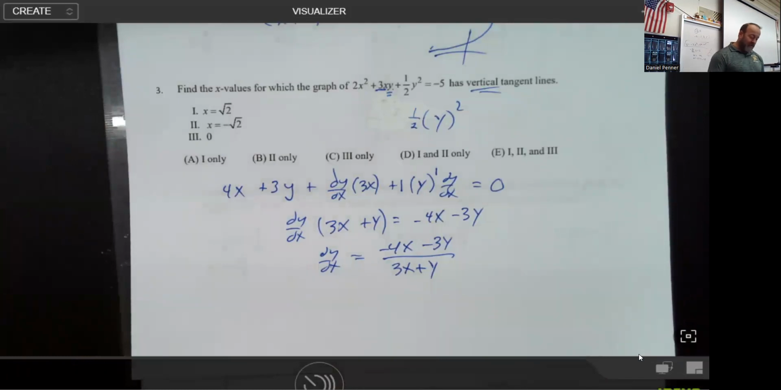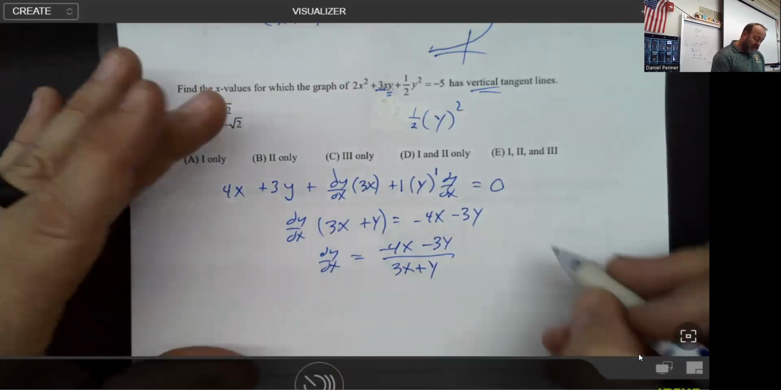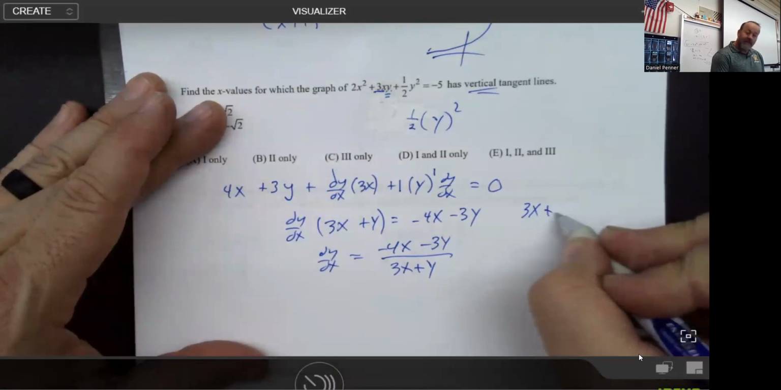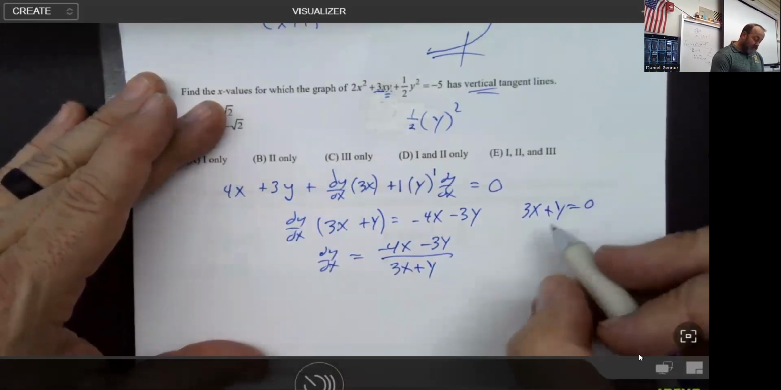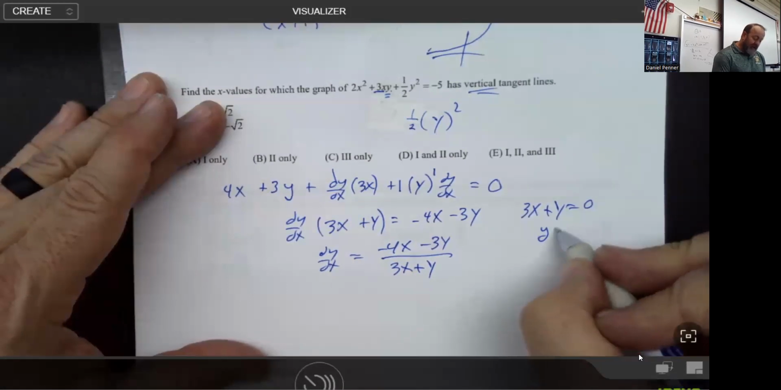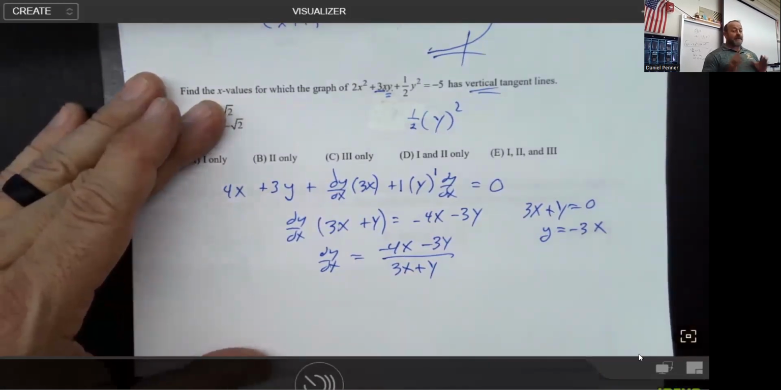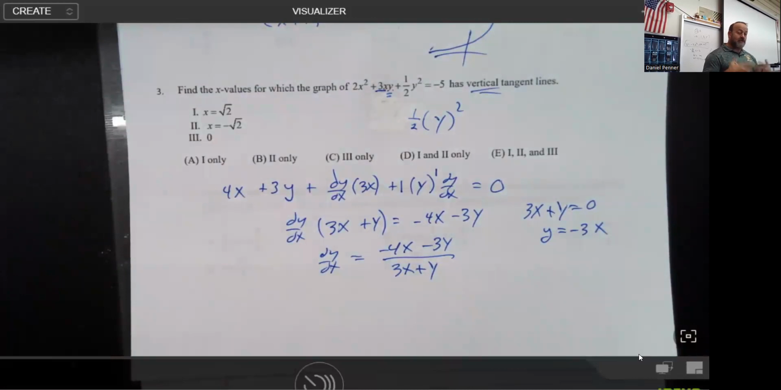But I didn't ask for that. I wanted to know where it's undefined. In other words, when is 3x plus y 0? Or in other words, I could say equivalently, when is y equal to -3x? Now, on these problems, beware, this will show up on your test. This will show up all over the place. I now need to find out what value makes that true.